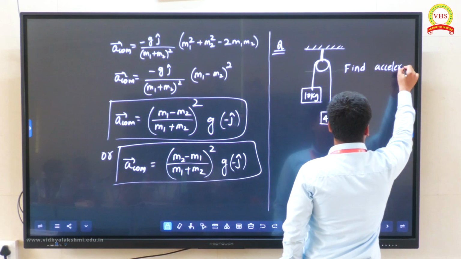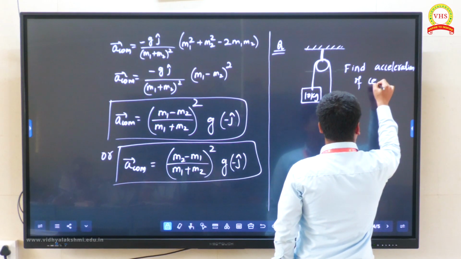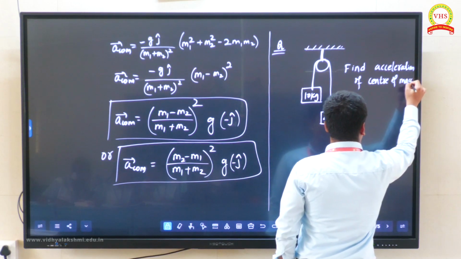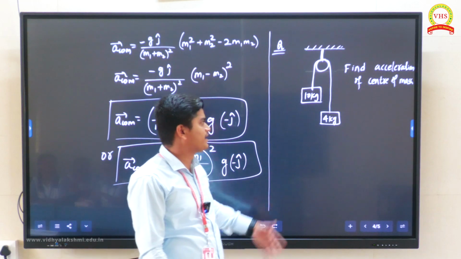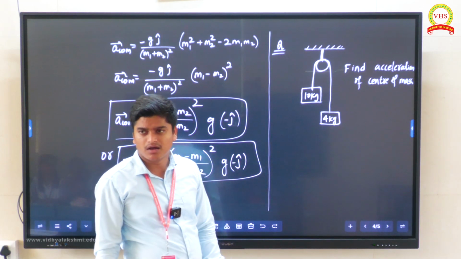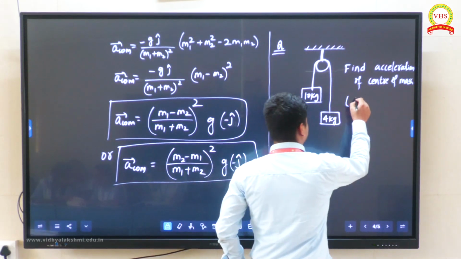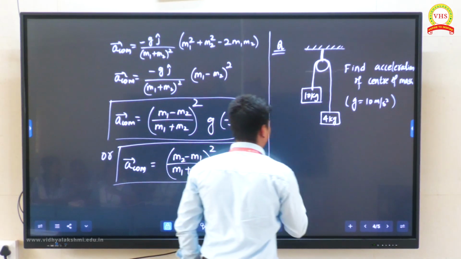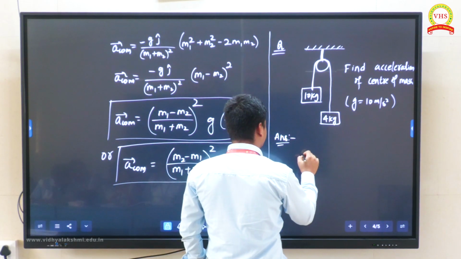Acceleration of center of mass. Acceleration of center of mass you find. Okay. So directly you can find with the formula, m1 m2 you know na, directly you can find. G value, take 10. Suppose let's take g value 10 meter by second square. You calculate everyone and tell me answer. So I'll write your answer. Say me.